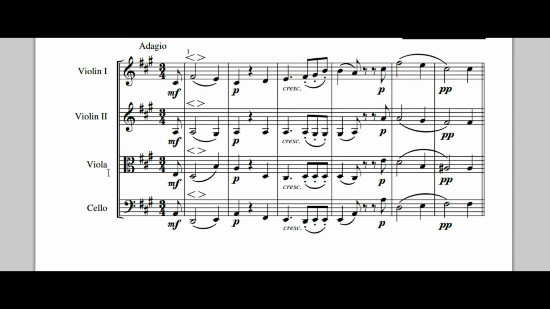Tonic, predominant, dominant, tonic. I see an A major chord here. I see a D major chord here. I see an E major chord here. And I see an A major chord here. Roman numeral analysis would be 1, then 4, then 5, then 1. They are all in root position as the lowest sounding voice plays the root of each of those chords, A, D, E, A. Let's listen to it again and really key in on the cello line.